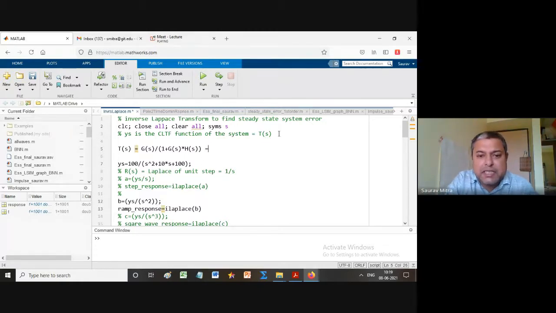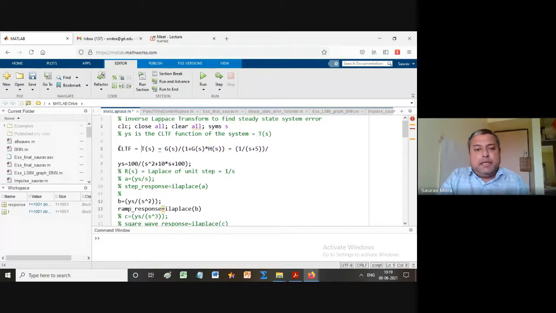Now what is our GS here? GS is 1 divided by S plus 5. Just now we have assumed 1 divided by S plus 5, so this is our GS. And what is HS? HS is equal to 1. So this is GS. First we have to find the closed loop transfer function. So here we will write CLTF is equal to.